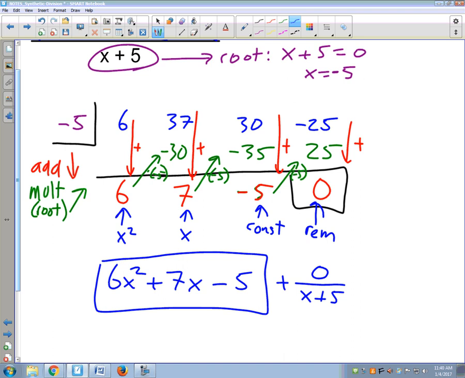So you got to be comfortable translating from the original problem into synthetic division. Doing the synthetic division is pretty easy. Then you got to translate it back out. Questions?